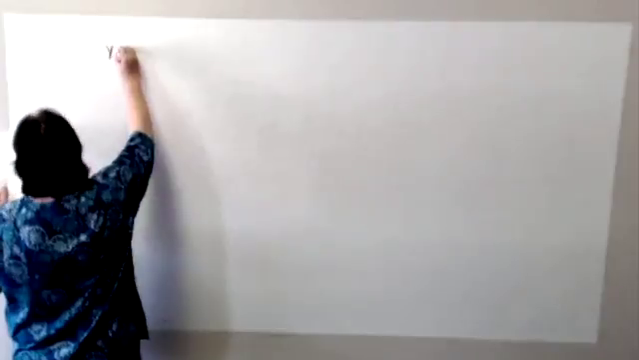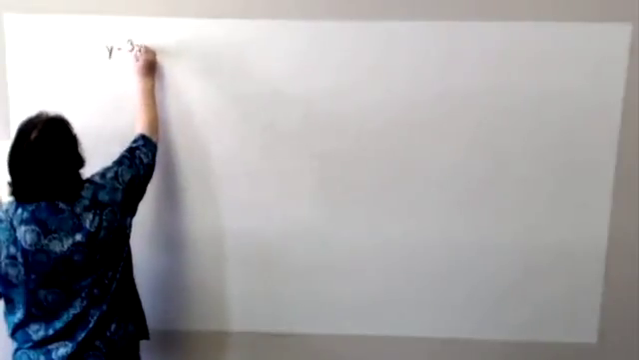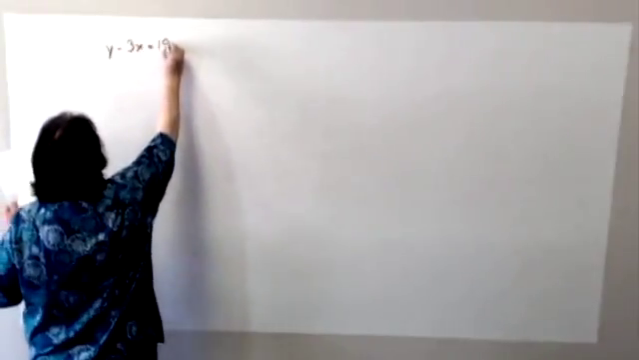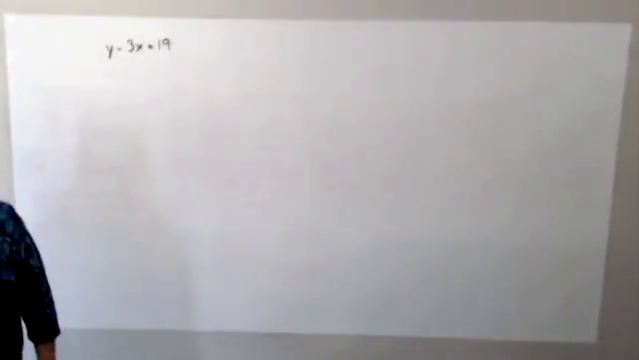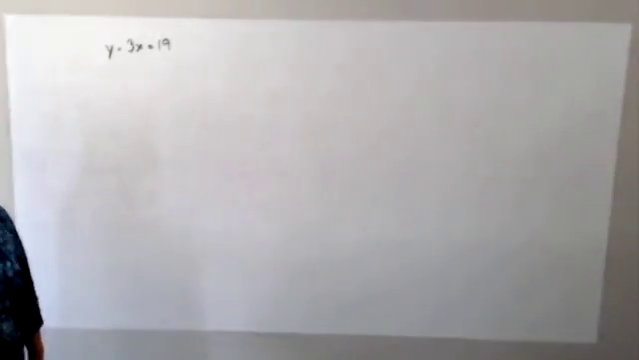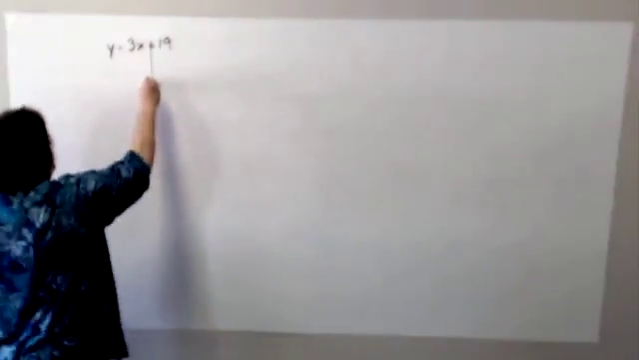Sometimes we have an equation in a different form. Look at number 1. Y minus 3x equals 19. It says to put each of these equations in slope-intercept form. What do I call slope-intercept form? What's my special name for it? Get y alone form. Slope-intercept form is get y alone form. Very good. Get y alone.